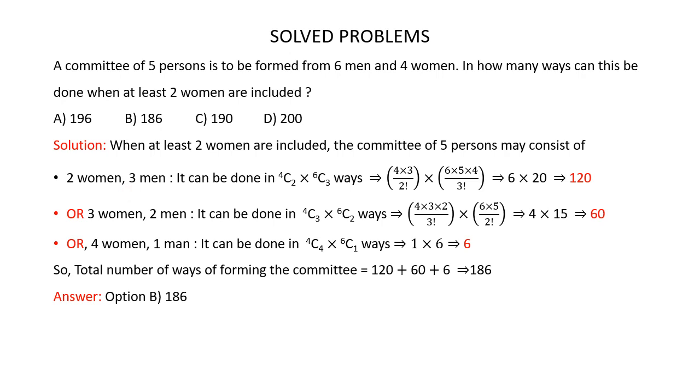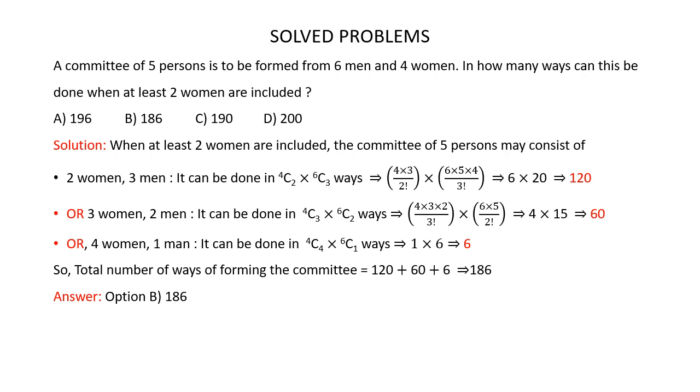Now 2 women can be selected from 4 women in 4C2 ways, and means multiplication. 3 men can be selected from 6 men in 6C3 ways. Now 4C2 is nothing but 4, starting from 4 in the descending order, there has to be a multiplication of 2 numbers, and this has to be in the numerator. So 4 multiplied by 3 is in the numerator. 2 factorial is in the denominator because 2 is in the subscript here.